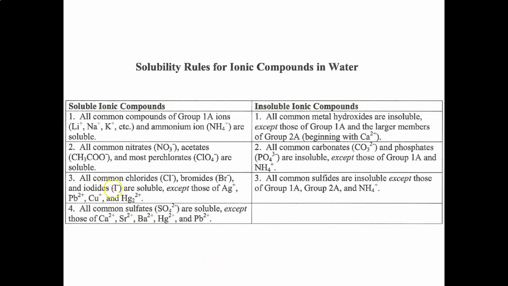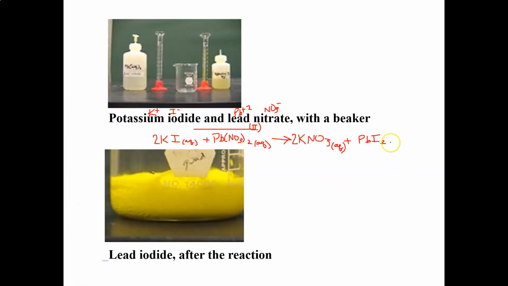iodide. Here's iodides, right? Number 3 says all common iodides are soluble, except lead 2. So in other words, lead 2 iodide is not. It's insoluble. So it must be the precipitate. Precipitates are solids, so I'm going to write solid next to it.